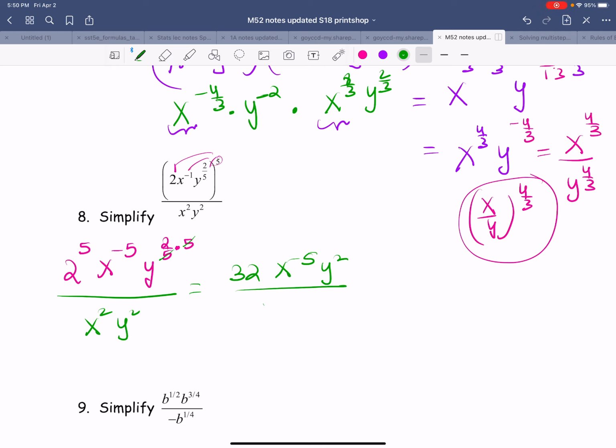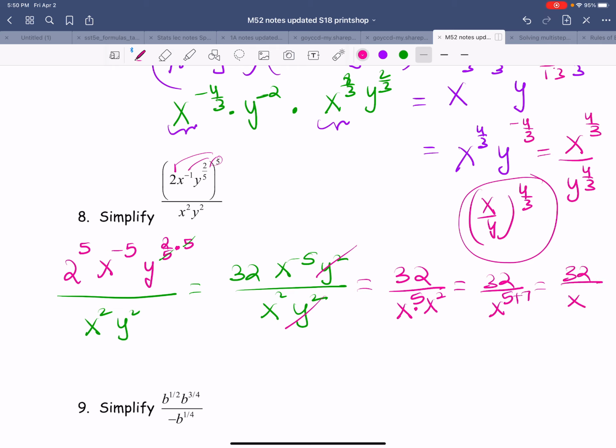y to the second power over x squared, y squared. I do have a y squared in the numerator, y squared in the denominator, so that'll be gone. And I also have a negative exponent in the numerator for x, so I'm going to bring it to the denominator and make it positive. 32 divided by, exponents will add. In the denominator, I have same bases, different exponents with the product in the middle. 32 divided by x to the 12th power.